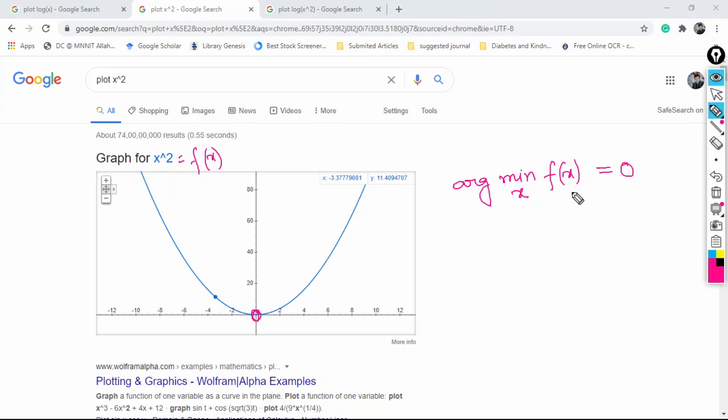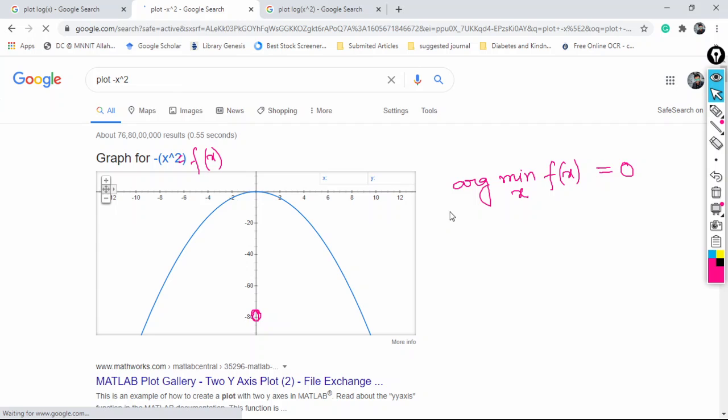Now we want to change this function to minus f of x. So what will happen? Just click here, minus. You can see the maximum value here is the same, 0. This is the maximum value. So if we change it to a maximum, it will be similar: max of f of x and min of minus f of x. This is the main thing. Both are the same.